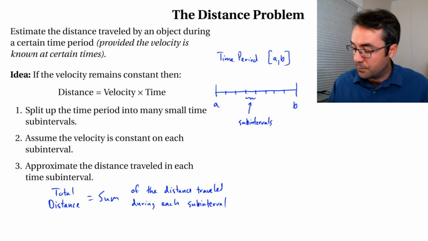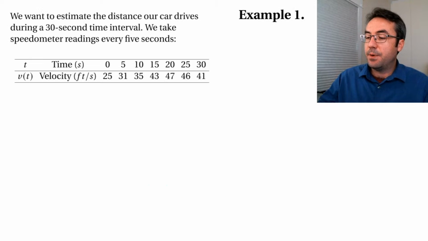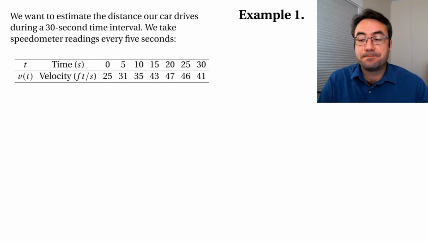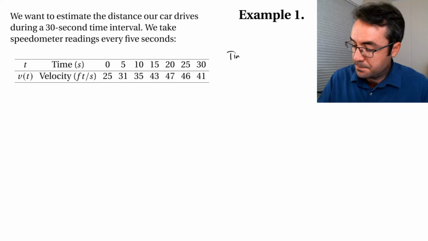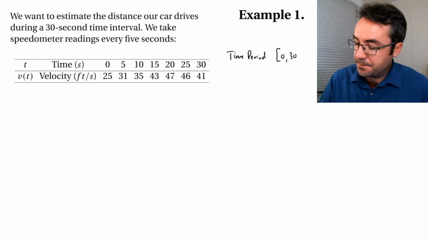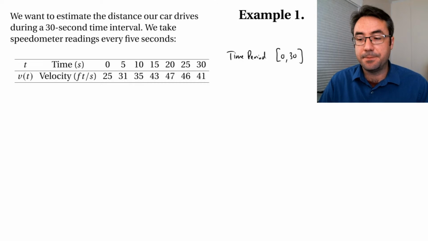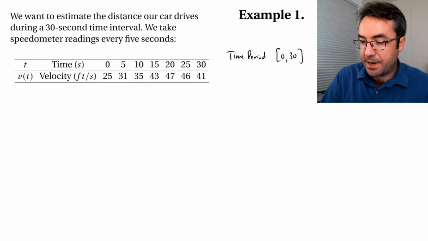So let's look at an example where we're going to do this. Let's suppose that we want to estimate the distance our car travels during a 30-second time interval. And to do this, we take speedometer readings every 5 seconds. So here, our time period is the interval of time from 0 to 30. And we're interested in how far we travel during that time period. And so let's represent that time period as an interval.